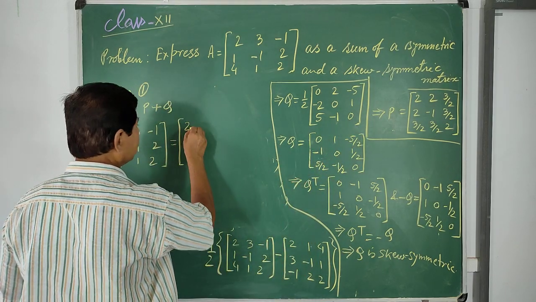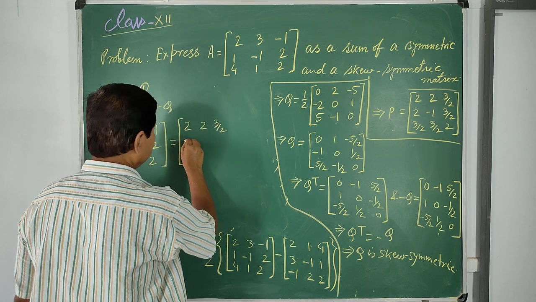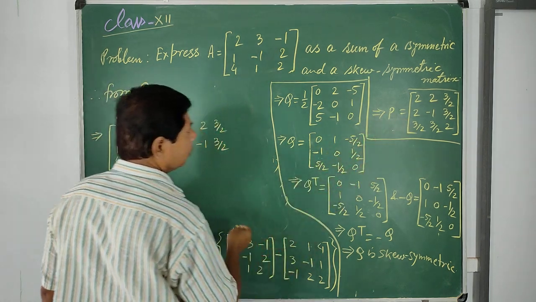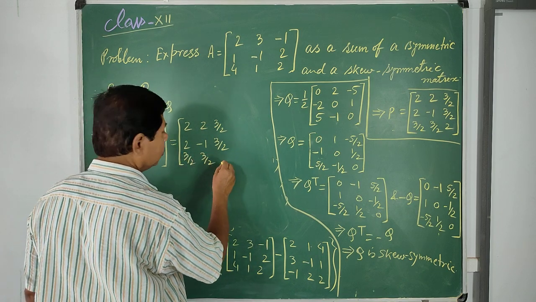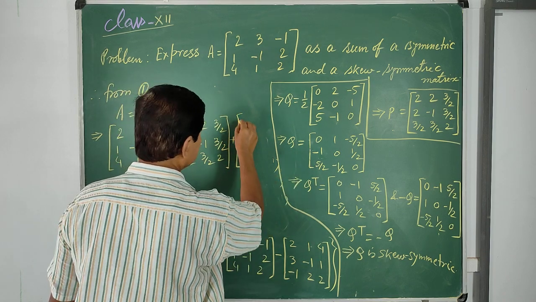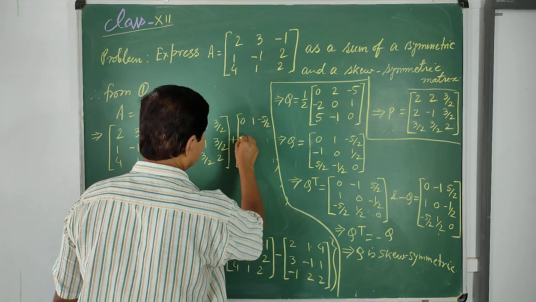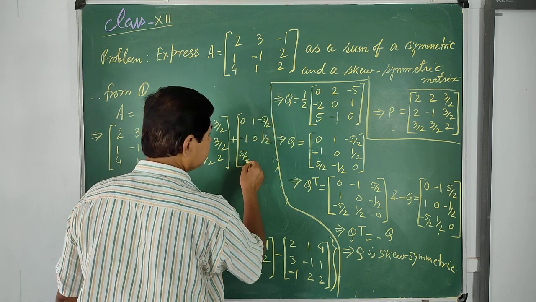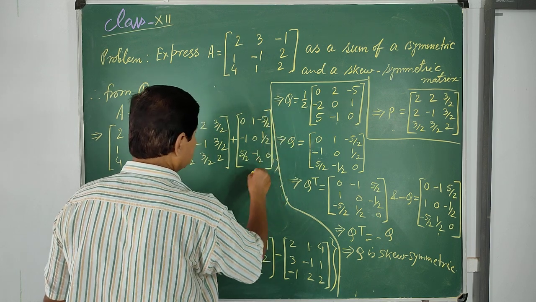So split into the sum of these two: 2, 2, 3 by 2, 2, minus 1, 3 by 2, this is your P. I am writing from there, 3 by 2, 3 by 2, 2, plus Q. Q is here: 0, 1, minus 5 by 2, minus 1, 0, half, 5 by 2, minus 1 by 2 and 0. So, this is your answer.